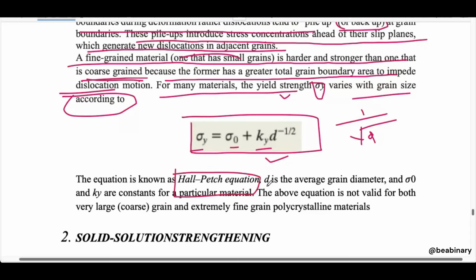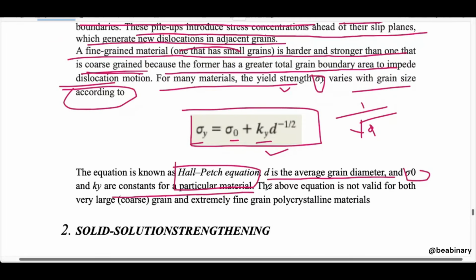Here d is always the average grain diameter. I mean, grains have many diameters, so the average of that grain size is known as your average diameter. Sigma naught is just a constant that belongs to your material.